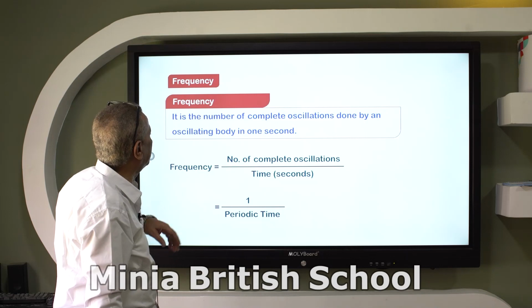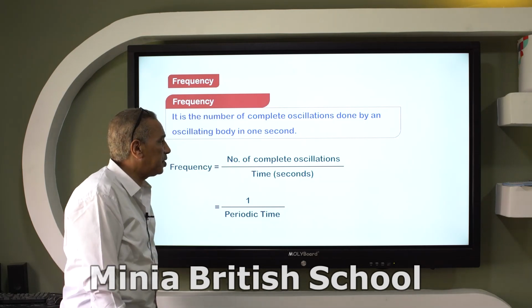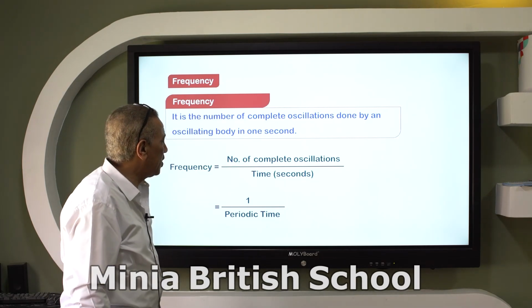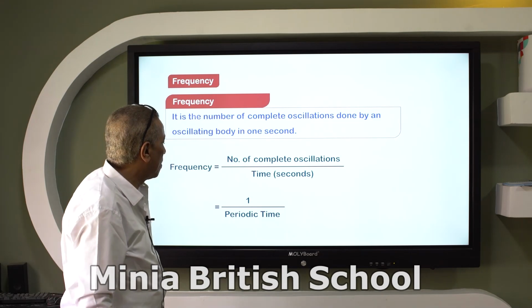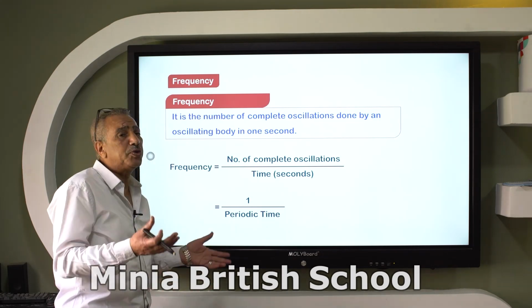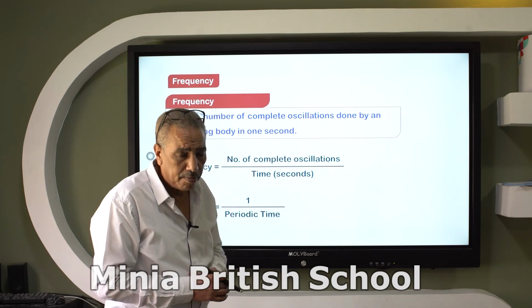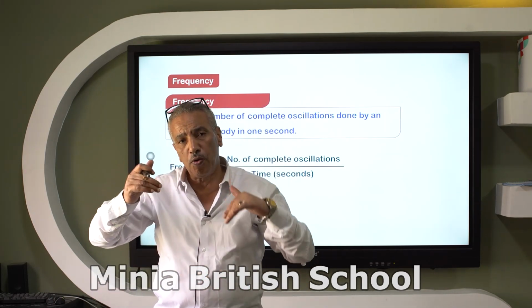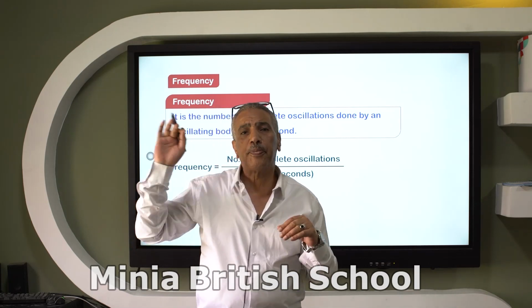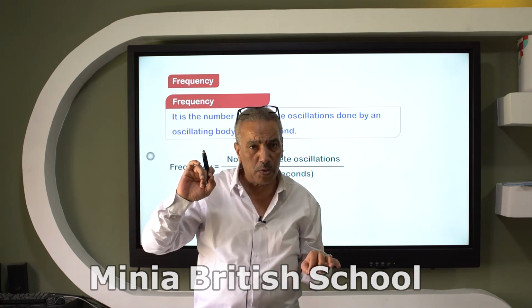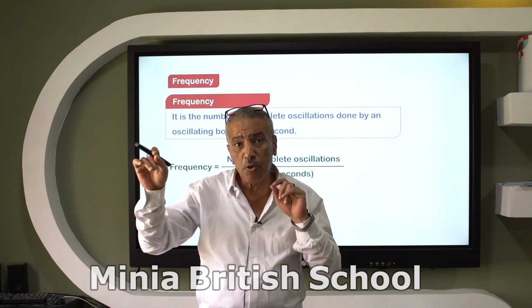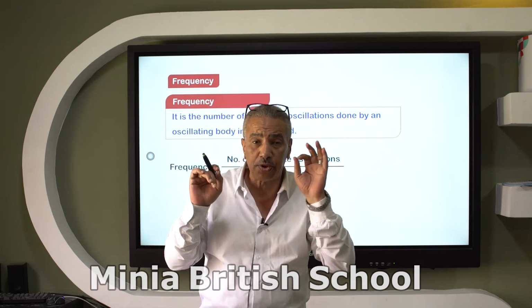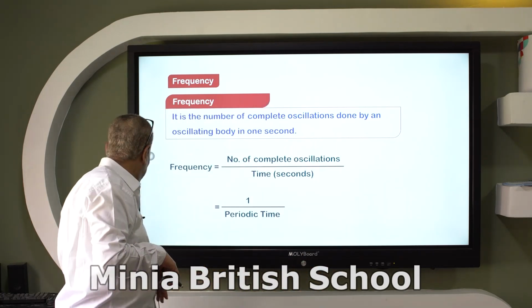The third concept is the frequency. Frequency equals the number of complete oscillations over the time per second. And there is an inverse proportion between the periodic time and the frequency. The frequency equals 1 over the periodic time. The periodic time equals 1 over the frequency. And the frequency times the periodic time, of course, will equal 1.